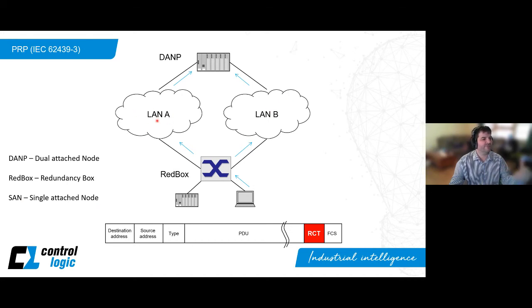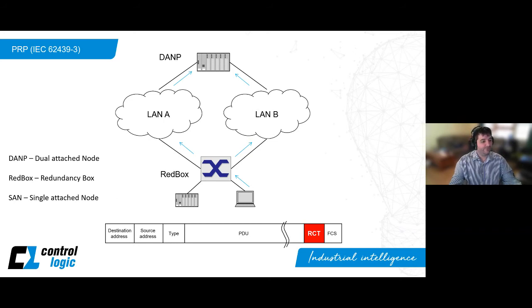These could actually have working devices. It could be that LAN A is an existing plant network, and LAN B is put in just to add some extra devices that needed some redundancy. And the application is actually behind the red box and including this DANP, and it's getting the advantage of using both networks. And if one of them was to fail, the other one's still operating.